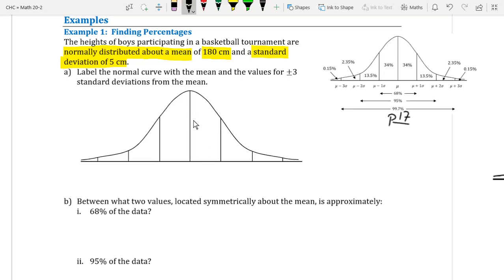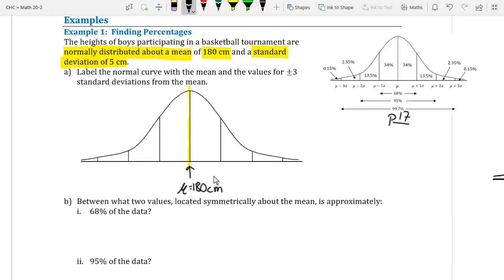In a normal distribution, the mean is always located right in the middle, right there. So this line right in the middle of this bell-shaped curve represents the mean. We can label this with the Greek letter mu, and the mean in this particular case is 180 centimeters.